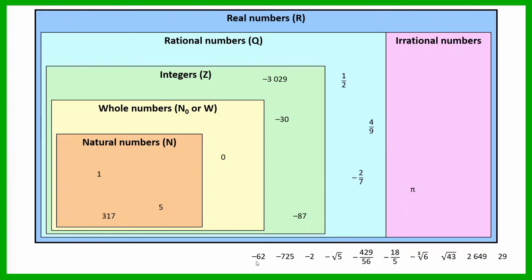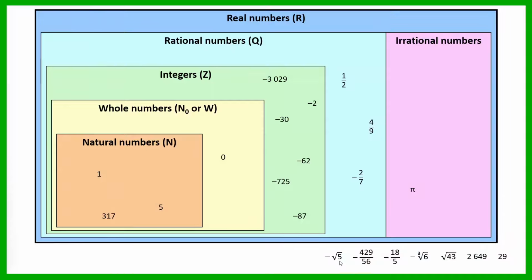Then the next one, negative 62, is going to be an integer because it's not a fraction and it is negative. Same thing with negative 725, and the same thing with negative 2. Now this one over here is an interesting one. We've got negative square root of 5.